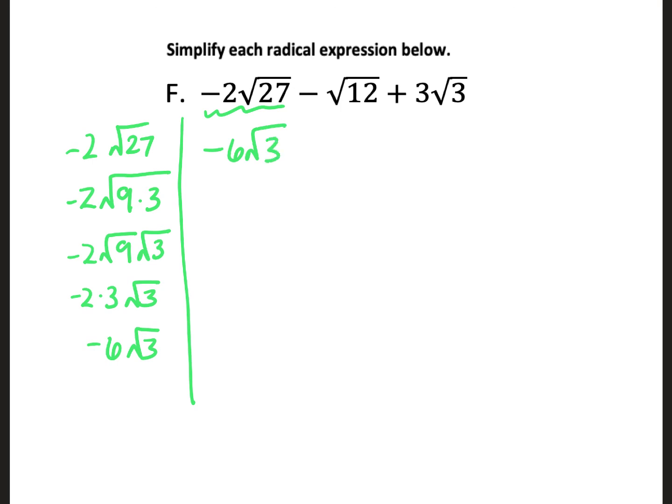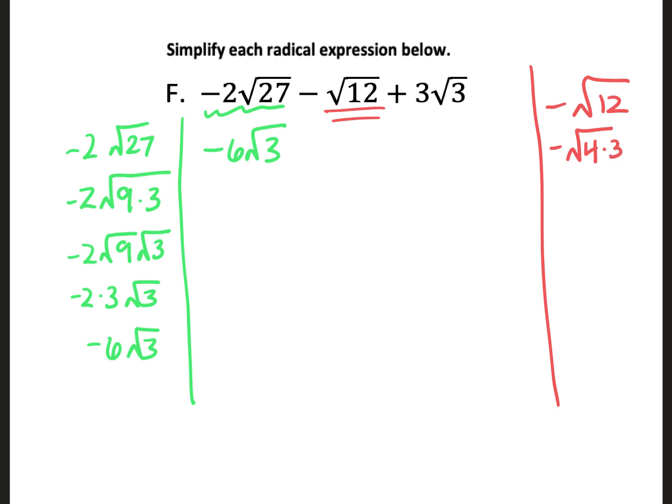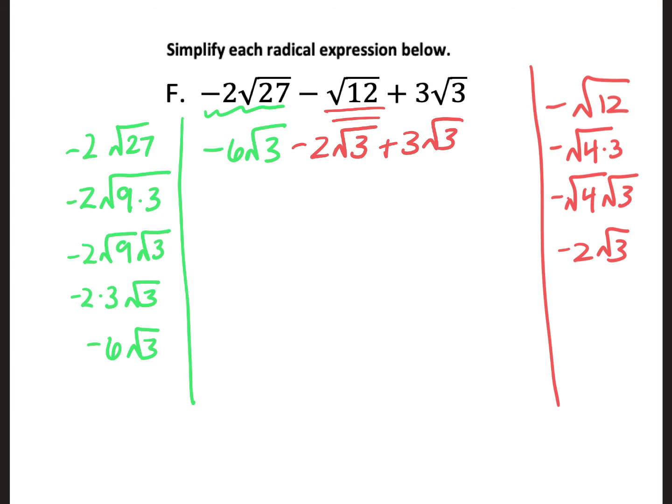I do have to simplify my second one, negative root 12. I'm going to do that over here. Again, I'm just going to take the negative sign with it. I'm looking for a perfect square I can divide 12 by. I know I can divide it by 4, so we have negative square root of 4 times 3, which is negative root 4 root 3. The square root of 4 is 2, so we have negative 2 root 3. And my last term, I can't simplify it anymore, so we'll just add it on the end.